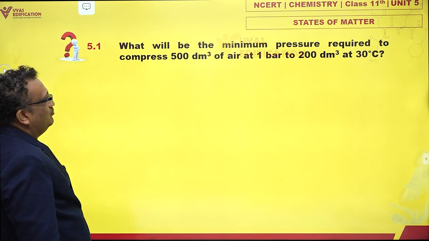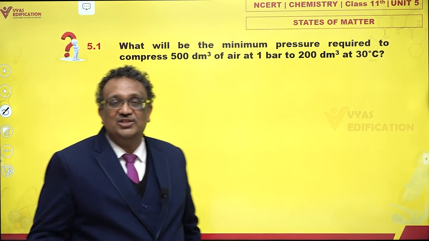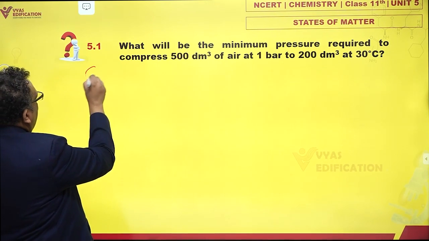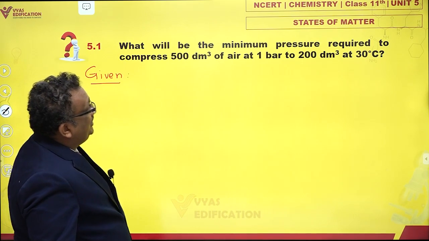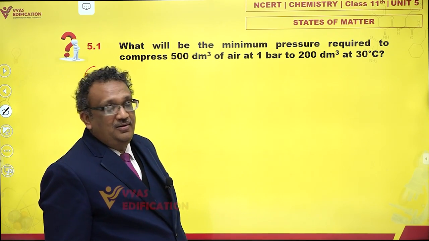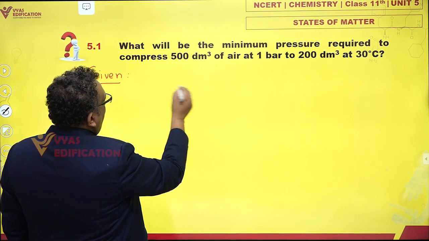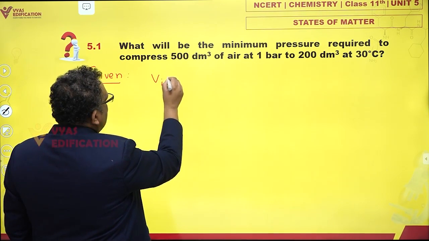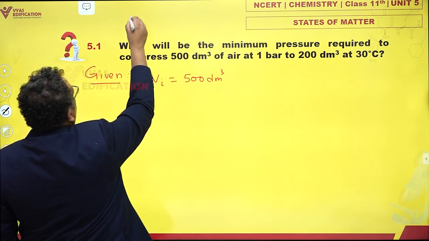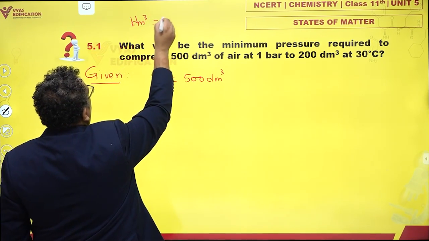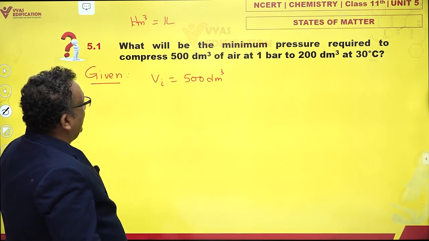The best and the most beautiful way is when you are reading a problem, note down the data which is given. So, first write down given. What will be the minimum pressure required? This is asked to compress. Now, what we have is V initial as 500 decimeter cube, and I hope you recall 1 decimeter cube is equal to 1 liter. So, this is essentially 500 liters of gas, of air.